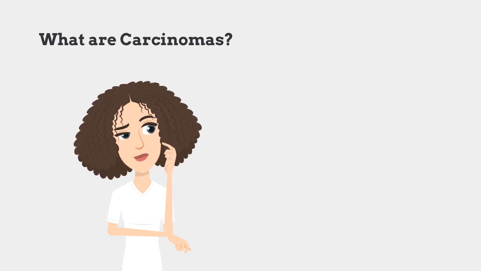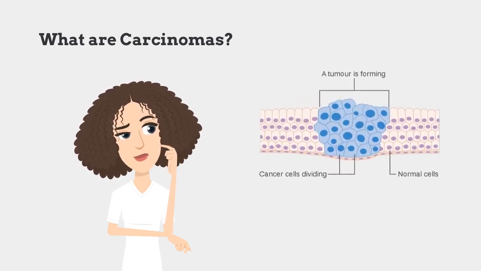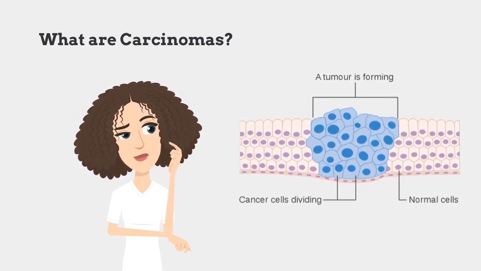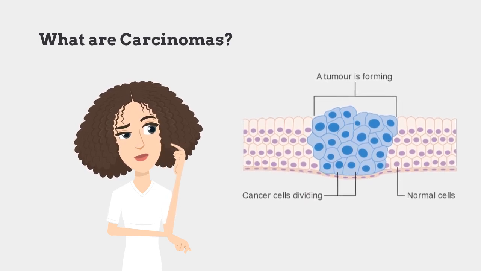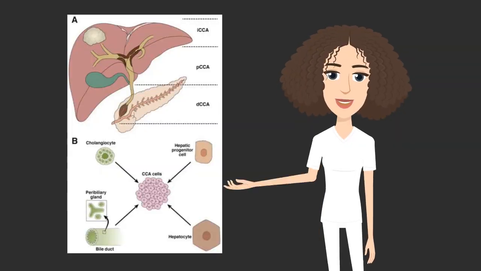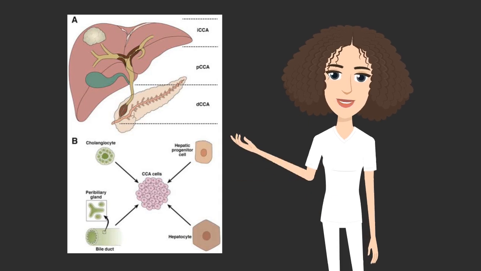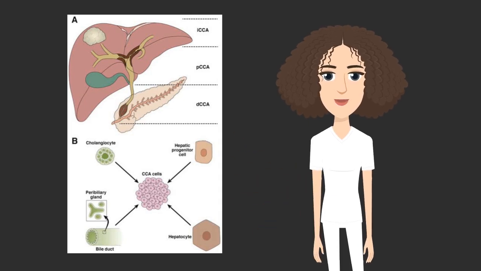Carcinomas are the most common type of cancers, and like all cancer, begin when a genetic mutation transforms a normal, healthy cell into a cancer cell. That cancer cell keeps multiplying and making more cancer cells, resulting in a tumor. Carcinomas form in the epithelial tissues that line all internal and external surfaces of bodies, like your organs, glands, and skin. Cholangiocarcinoma, or CCA in figure A, is divided into 3 subtypes, based on anatomic location.